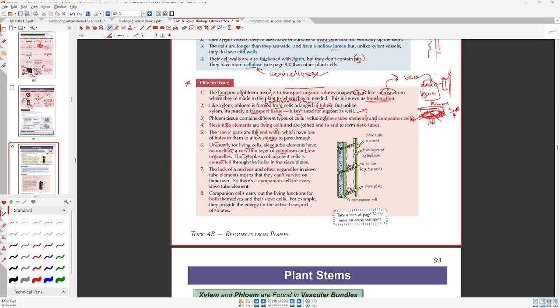So that's where the companion cell comes in, to accompany each sieve element. And what the companion cells do is they carry out the living functions for both themselves and the sieve cell. For example, they would provide energy and transport of solutes.